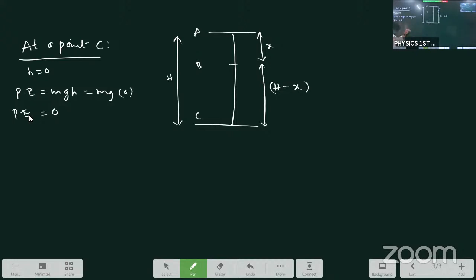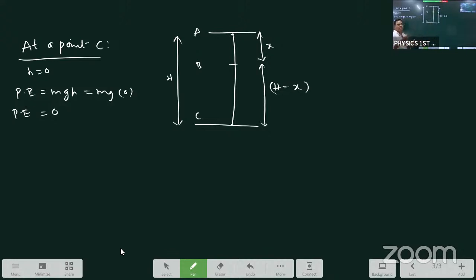I repeat, at point C here, we have to find potential energy and kinetic energy. First of all, potential energy. Formula mgh. At point C, the height is 0. So h is 0. The total potential energy is 0. Now we have to find kinetic energy. Kinetic energy is half mv square. So you have to find velocity. How will the velocity come? The body traveled from A to C. The displacement is capital H.